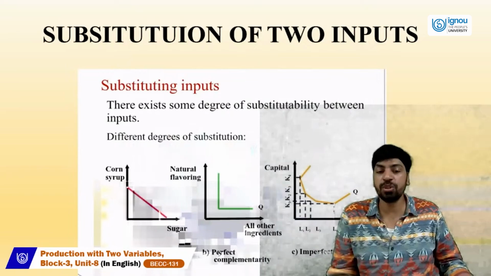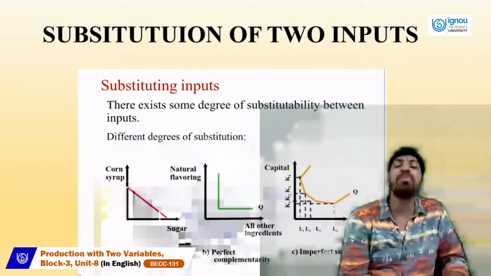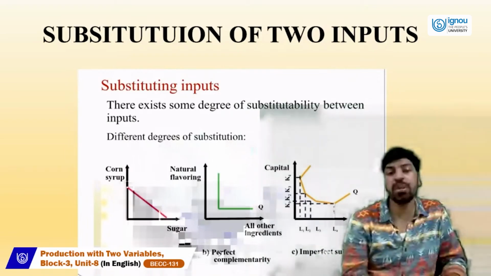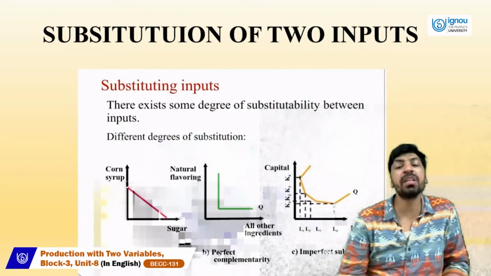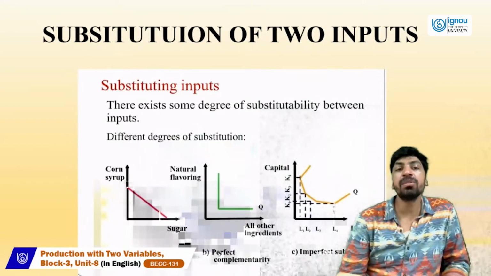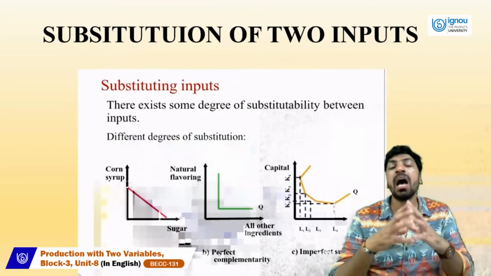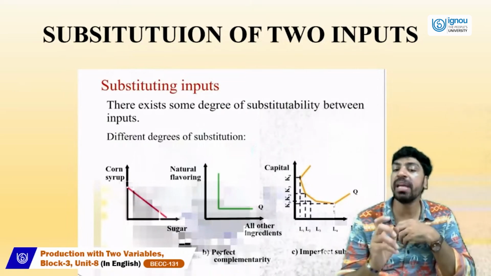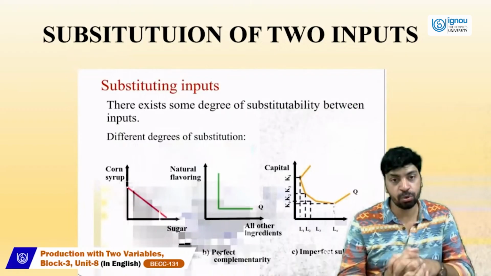So these are the three categories of substitution: perfect substitution, perfect complementary, and imperfect substitution, shown in separate diagrams with follow-up examples, so that they convey how the two inputs substitute for each other, following these main categories or degrees of substitution.